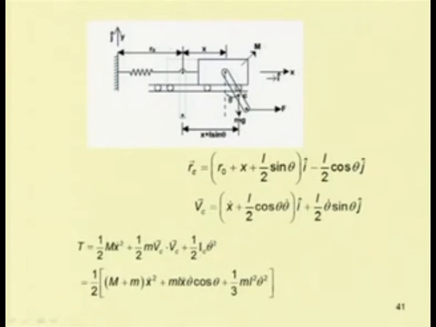So, here one can use two generalized coordinates. One is x, that is the change of position of the mass center of this cart, and the other is the rotation of this bar with respect to the vertical. So, x and theta: q1 one can take as x and q2 equal to theta.